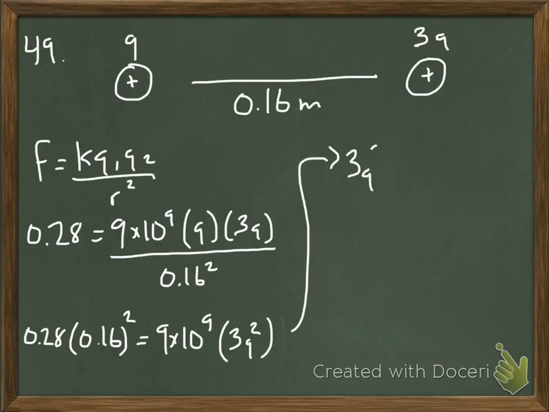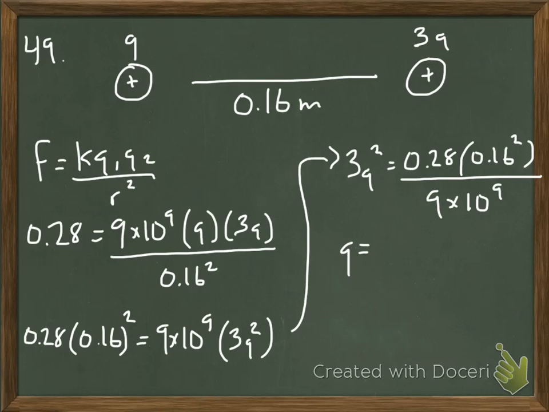Go ahead and multiply your Q and 3Q together, comes out to 3Q squared. I'll show you how I did this division. Divide both sides by 9 times 10 to the 9th. Then divide by 3, take the square root, and you find your value of Q. So that's half the answer.